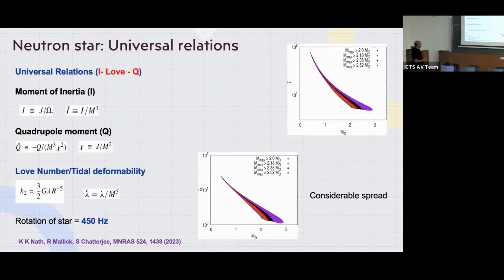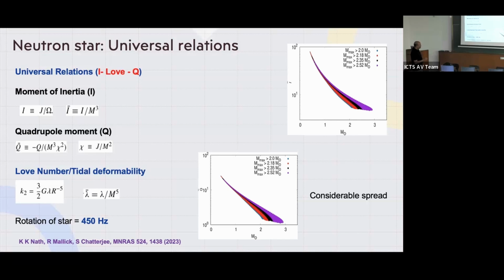These are not exactly the moment of inertia, but normalized by some factors, and in this Q bar, I bar, and lambda bar will show some universal nature. But let us first start. To have a quadrupole moment, we have to have a rotation. So we have chosen a rotation of a star of 450 hertz. We can choose any rotation, starting from not very low, say 50 hertz, to 700 or 800 hertz, and you will find that this also satisfies the universal relation.